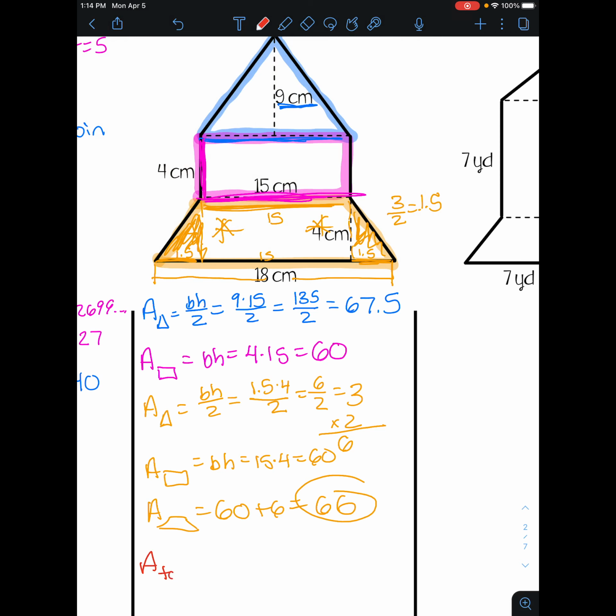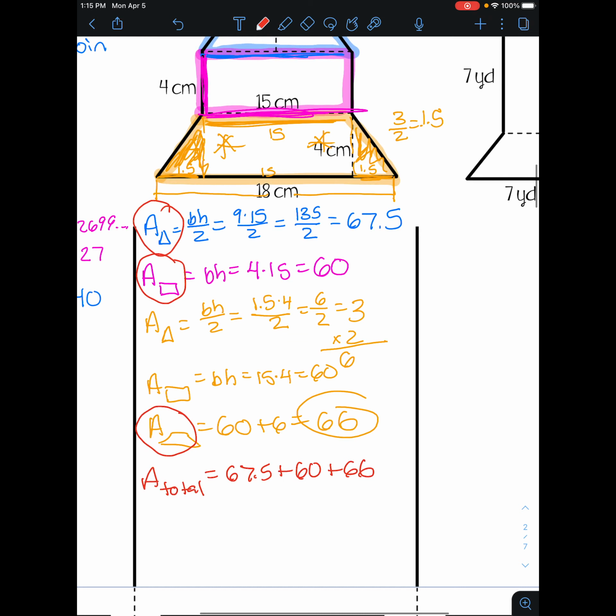So our area total would be our triangle plus our rectangle plus our trapezoid. So it'll be 67.5 plus 60 plus 66, which would give us a total of 193.5 centimeters squared for our total area.